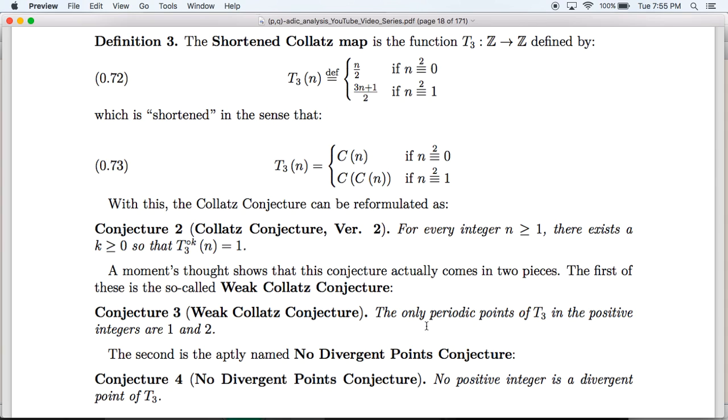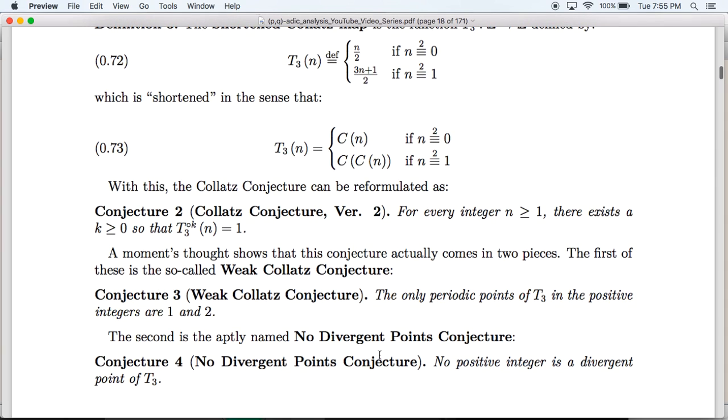So the other part is the no divergent points conjecture. A divergent point, as the name suggests, is an input which our map will iterate to either positive or negative infinity, and the no divergent points conjecture is the assertion that no positive integer is a divergent point of T3.